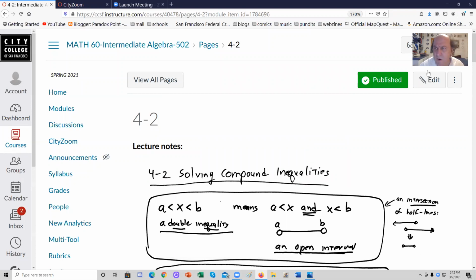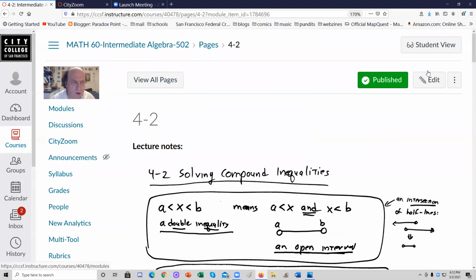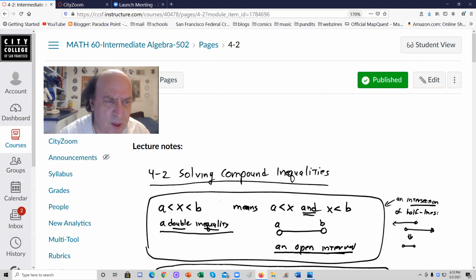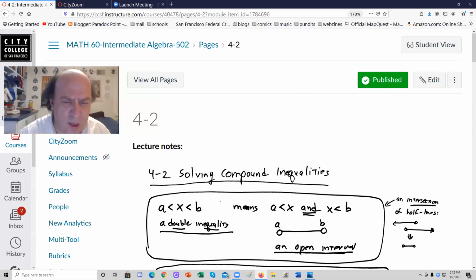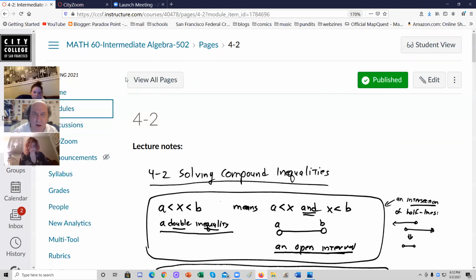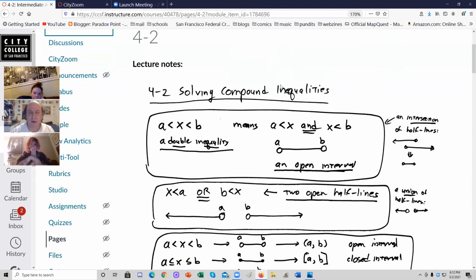All right, for today, we will go through 4.2 and 4.3, about solving compound inequalities and solving equations and inequalities involving absolute values. Sorry. All right, let's begin.